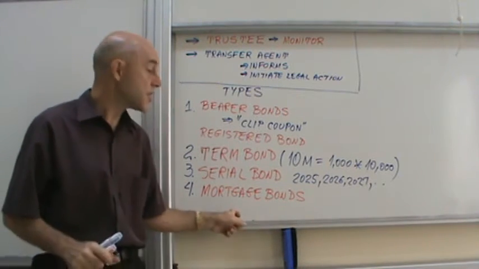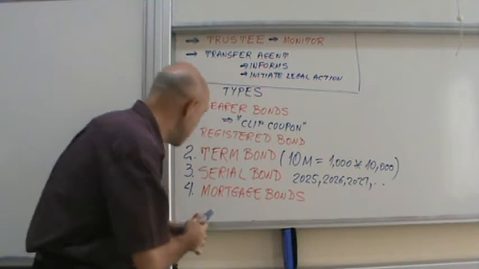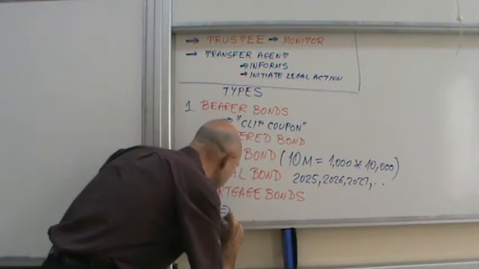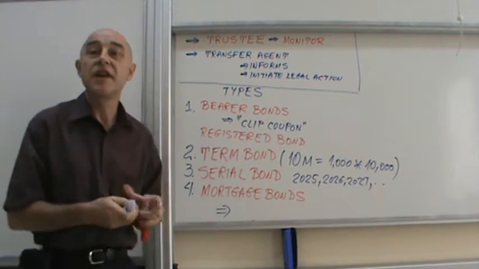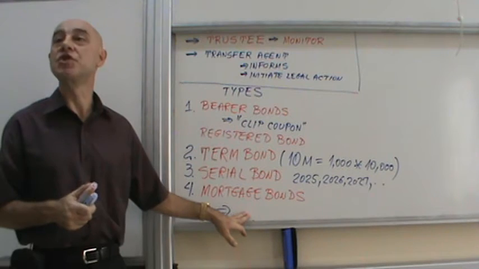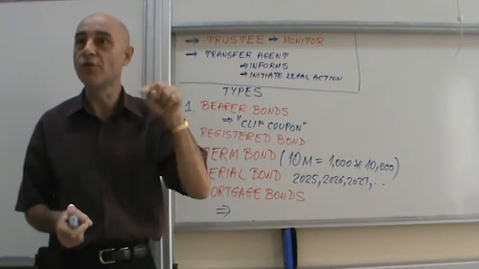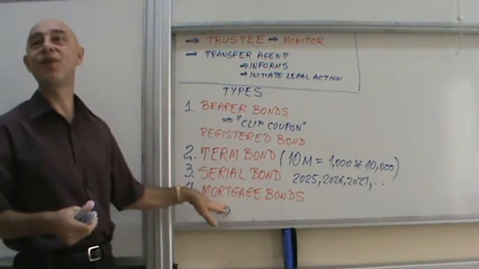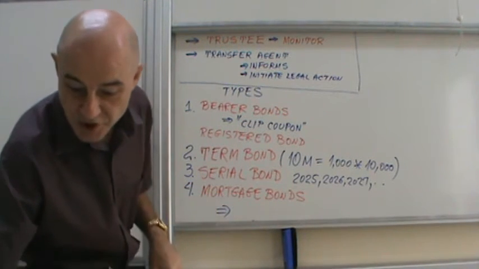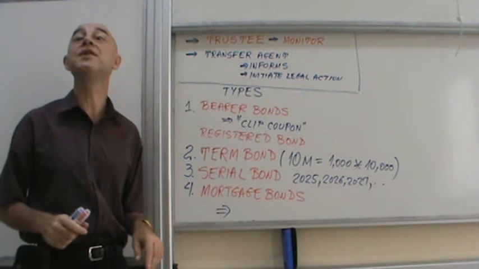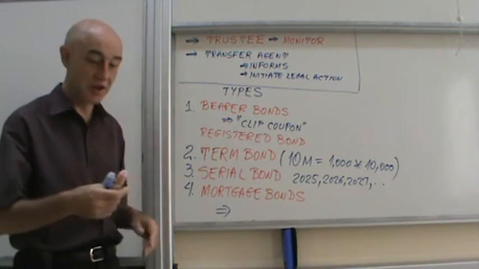Now, here comes a trickier part. If it is secured with machines and equipment, and here's the trick, but no real estate, it's not anymore a mortgage bond. It's got a new name, it's called Equipment Trust Certificate.